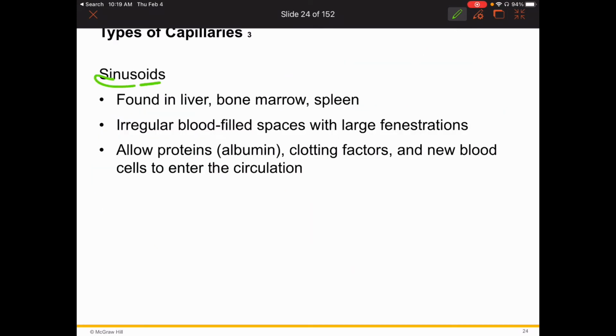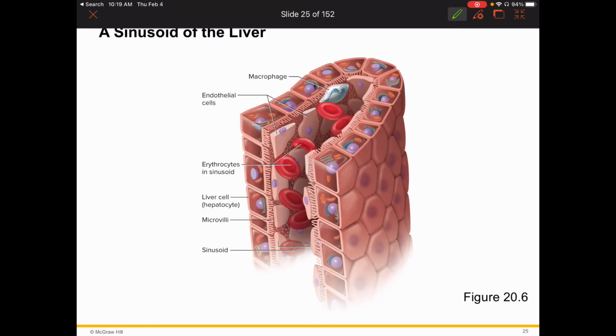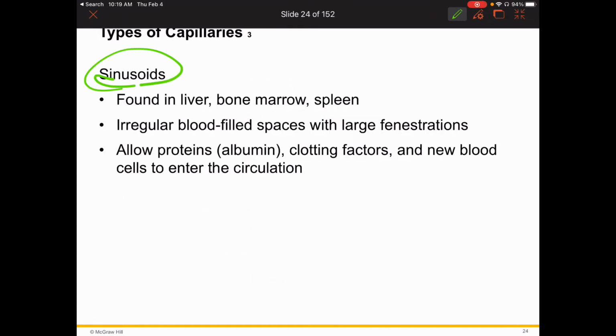The final kind is called the sinusoid capillary, and it has much larger openings to go in and go out. Let me see if I have a better picture. Nope, they use this picture.